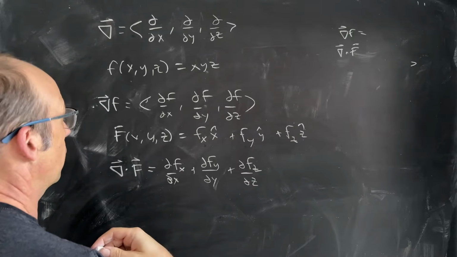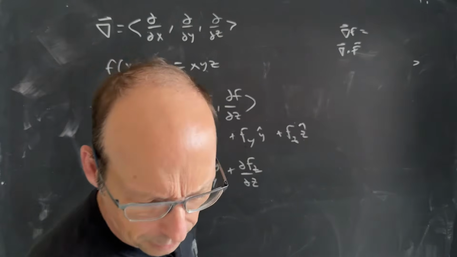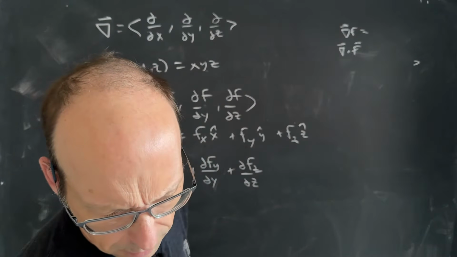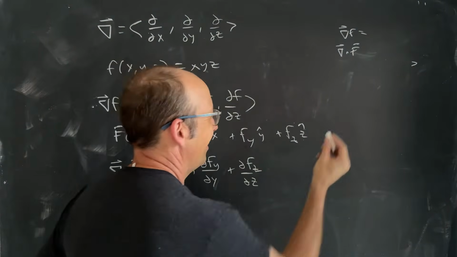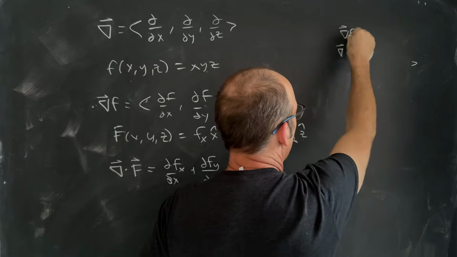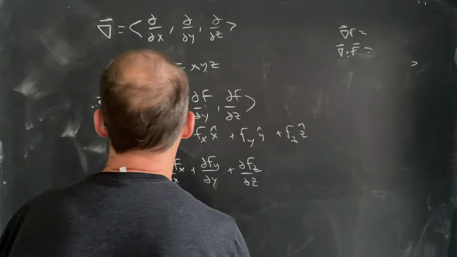I thought there were 4. What am I thinking? Okay, that's it. There's 3. I don't know why. Okay, gradient, divergence, and the last is what we have is the curl.